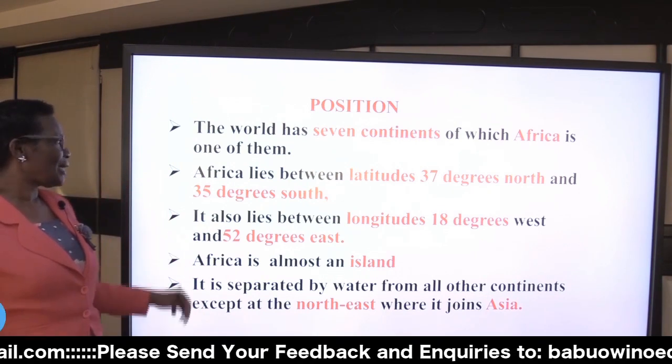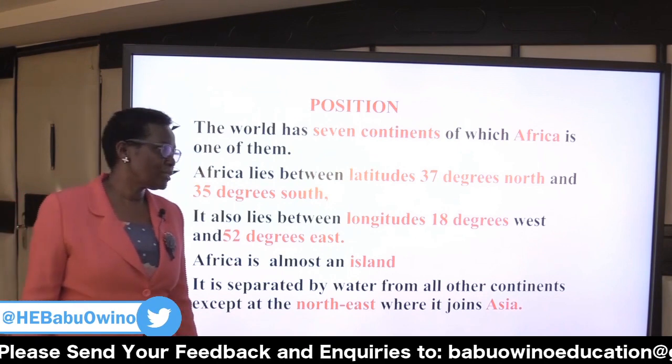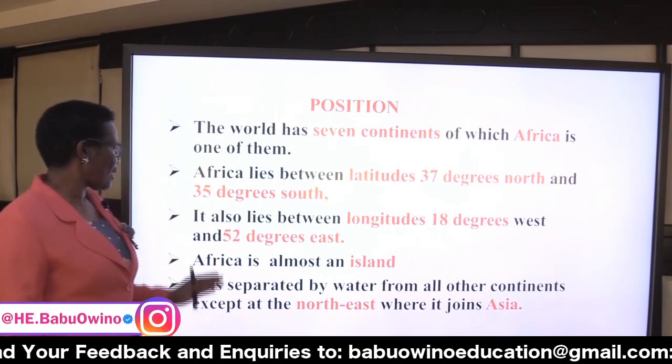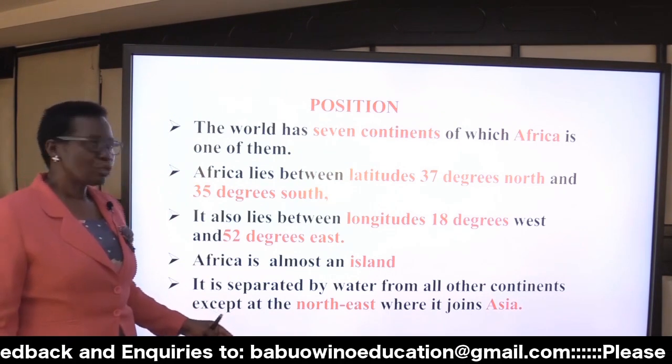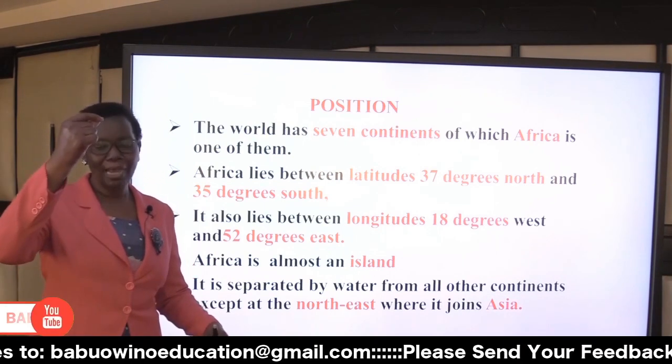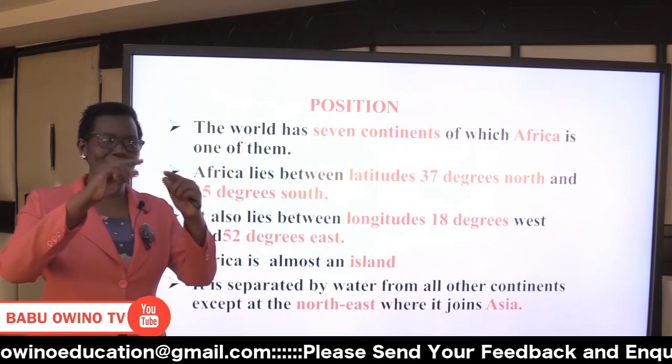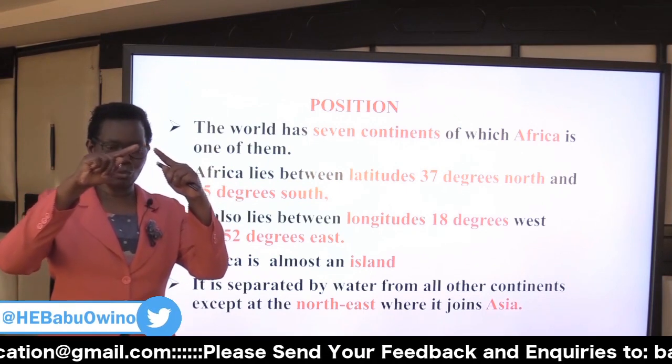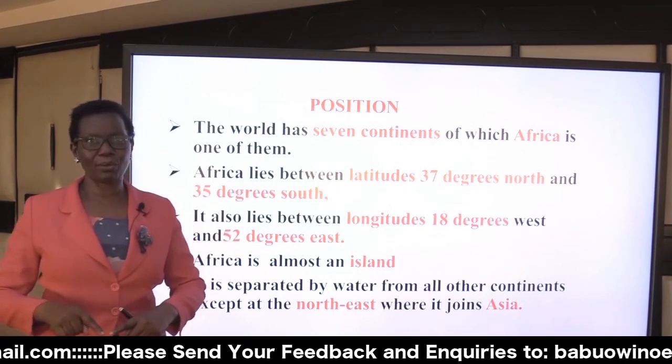Then Africa again lies between longitudes 18 degrees west and 52 degrees east. Longitudes are normally named from the North Pole to the South Pole. It goes like an orange, those segments of the orange.